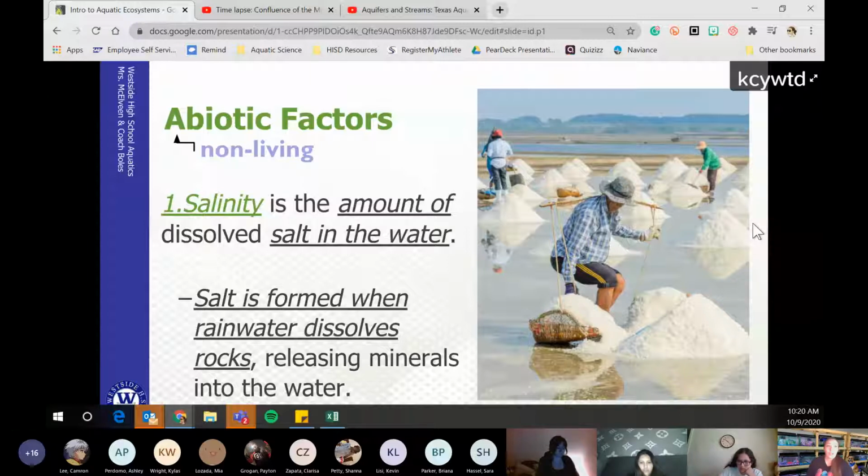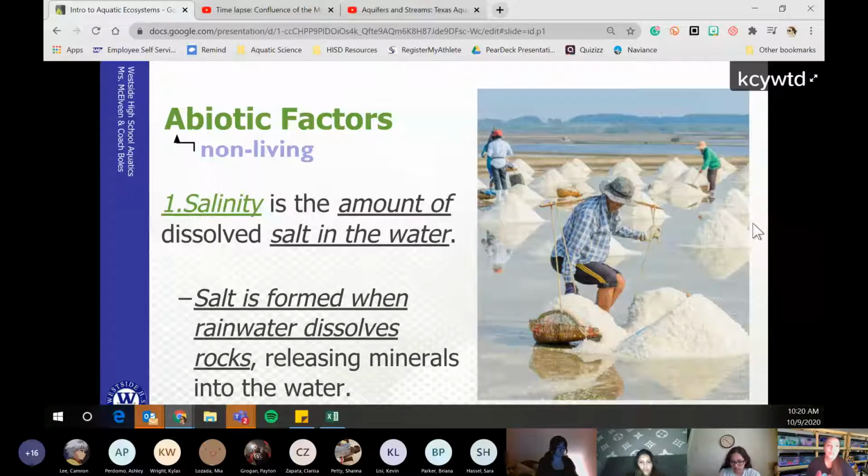We do have a salt lake here in the United States, Salt Lake City, Utah. And it's very rare to find salt lakes. Most lakes and rivers and streams are freshwater. You do need to know how salt is formed.